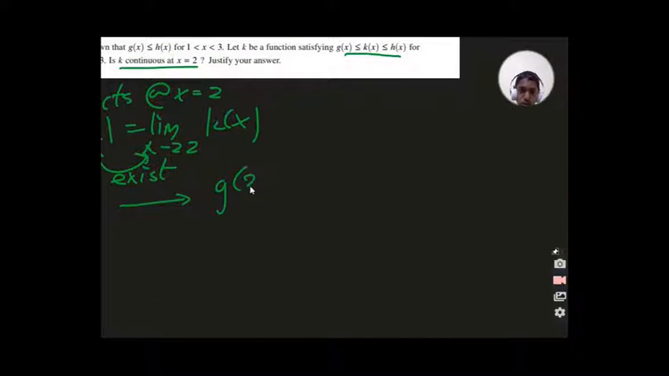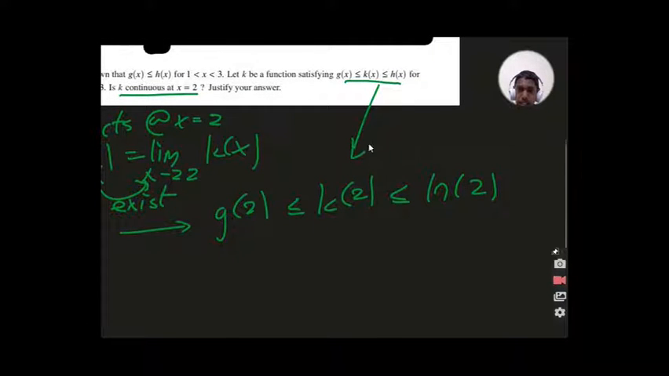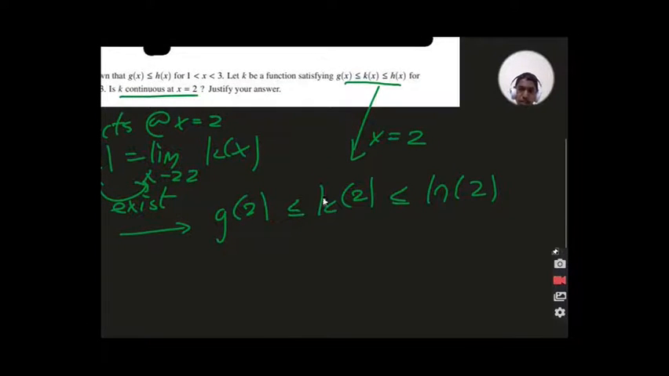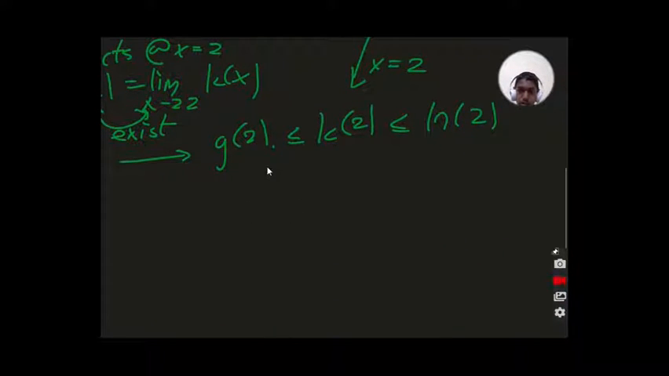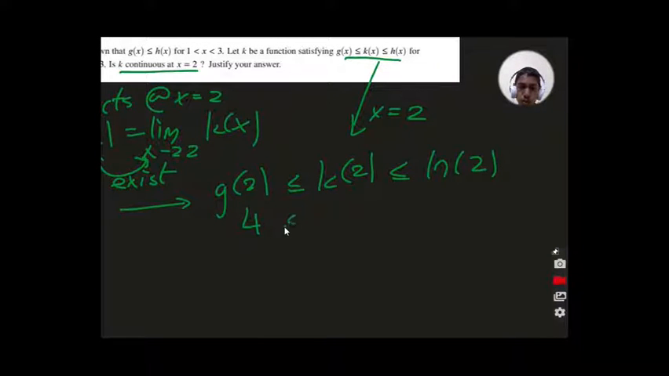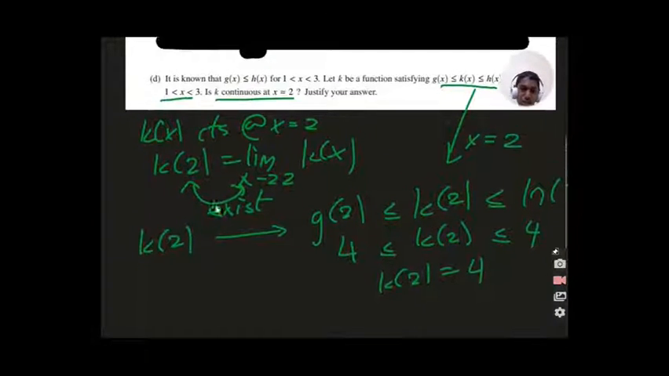So g of 2 has to be, we know this, because we're just plugging in x equals 2 with that inequality. But we know what g and h of 2 are. They're both 4. So 4 is less than or equal to k of 2, which is less than or equal to 4. So this is interesting. 4 is less than or equal to some value, which is less than or equal to 4. So k of 2 has to equal 4. There's no other value of k that will fulfill this inequality. So we know that k of 2 is 4.